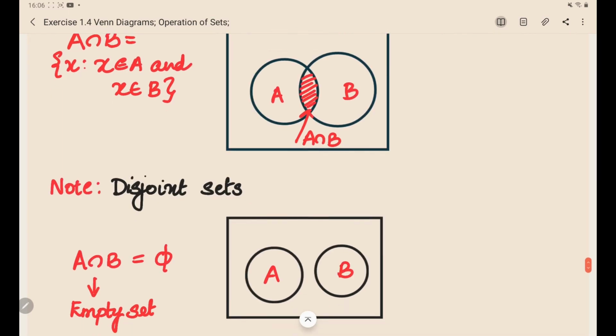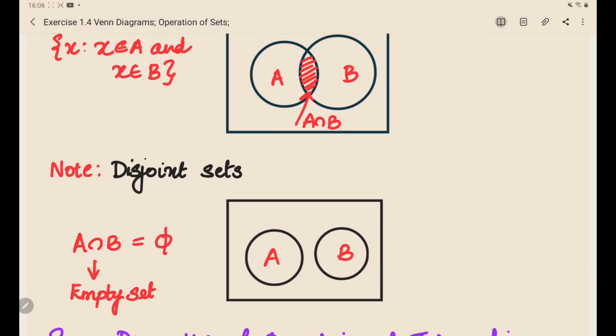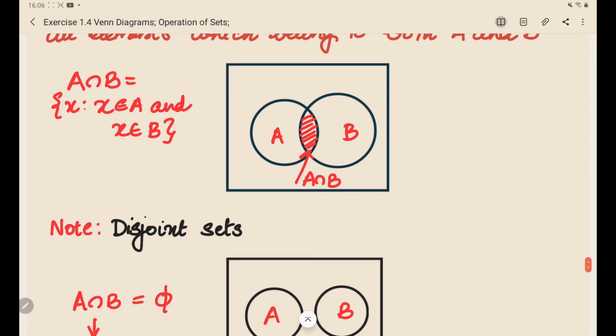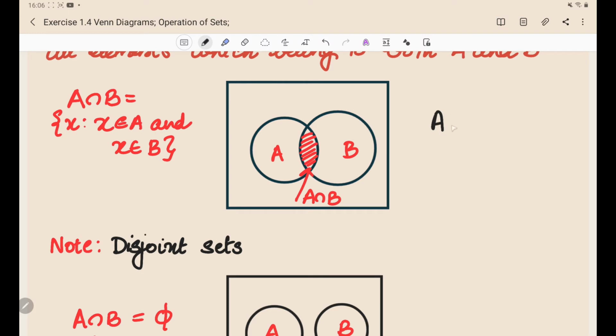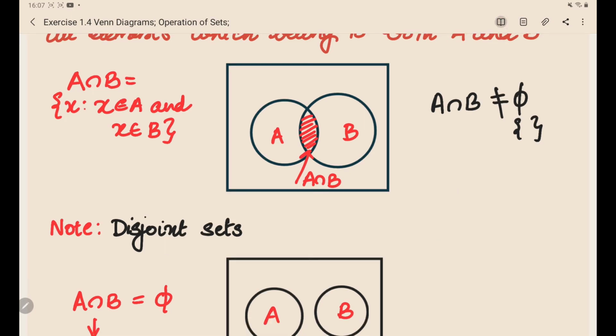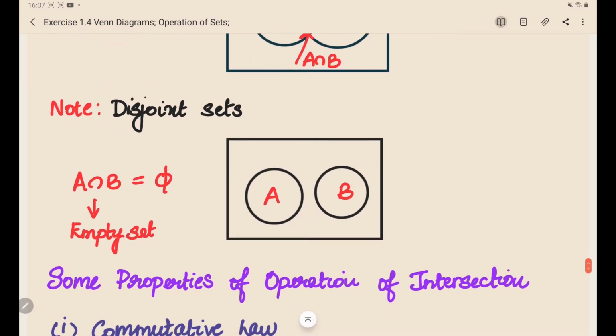Let's discuss some examples of it. For example, let's take two sets. In this case, what is A intersection B? Intersection is what? The common elements of both the sets A and B. They are disjoint sets. Here you can see that A intersection B is an empty set. Why? Because they don't have any common elements. But in the previous figure, you can see that they have some common elements, and that's why it is not an empty set. That is, here A intersection B is not equal to phi. What that means is, it is not equal to the empty set. There are some elements common to both A and B, but in the second case you can see that they are disjoint sets and they don't have any common elements.